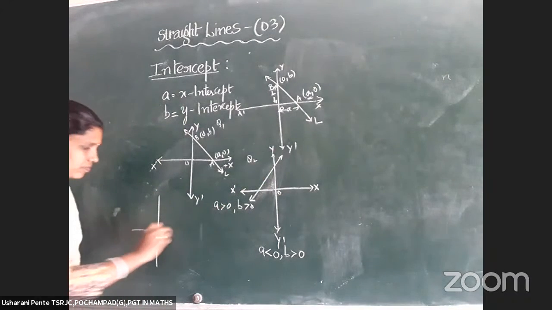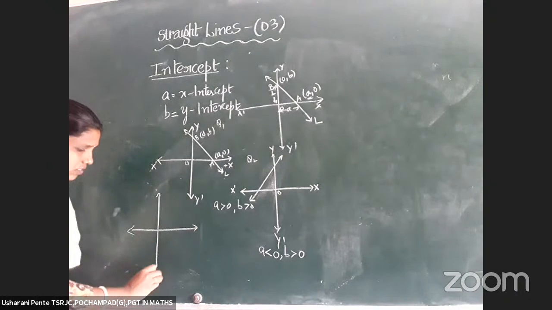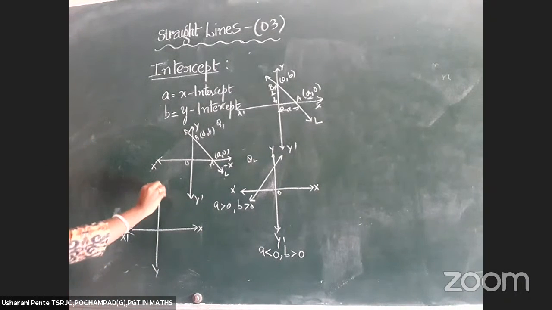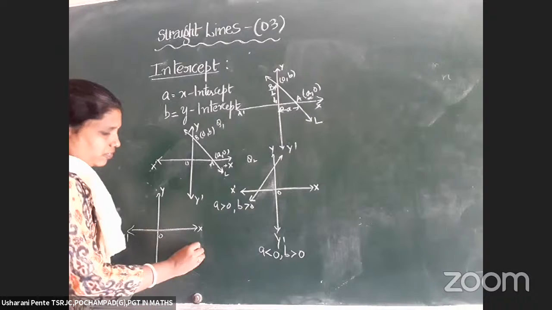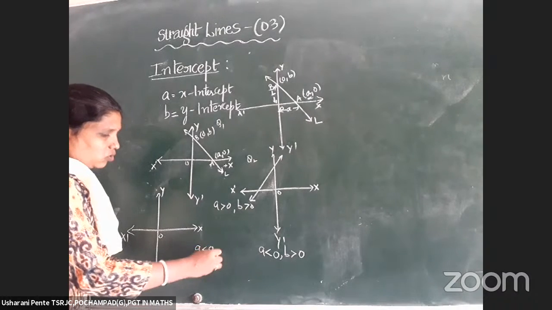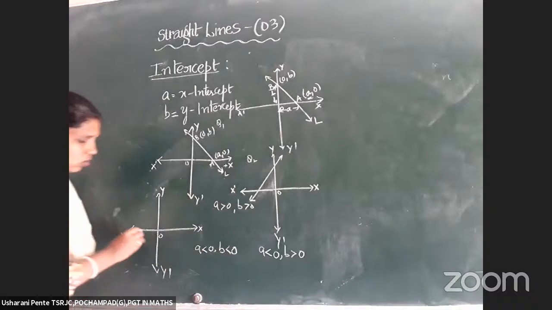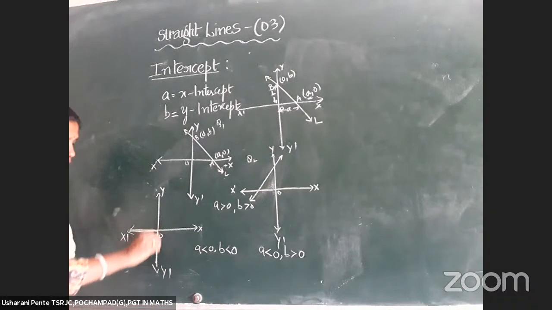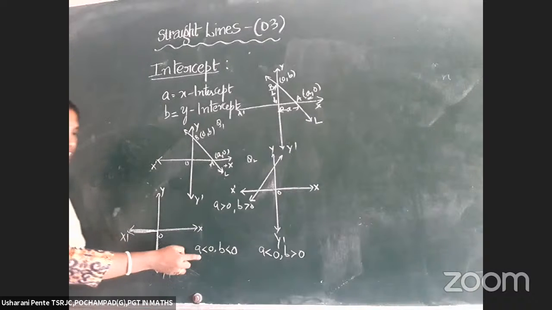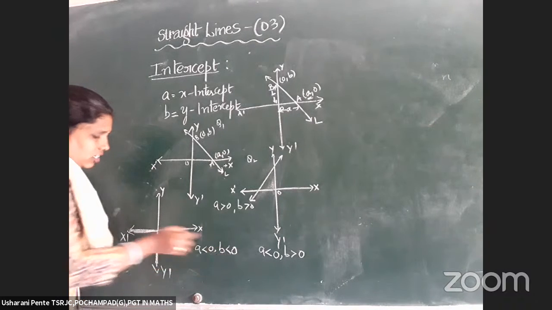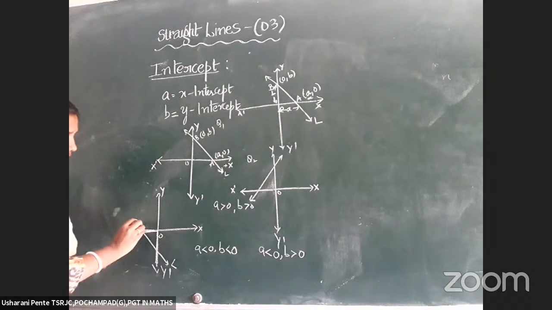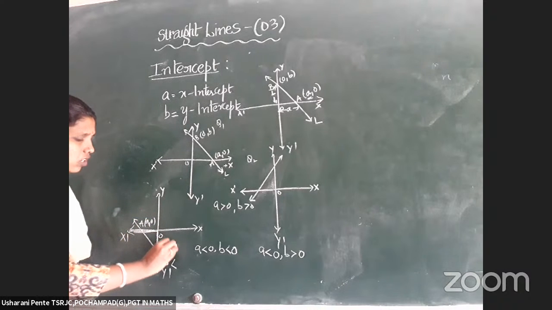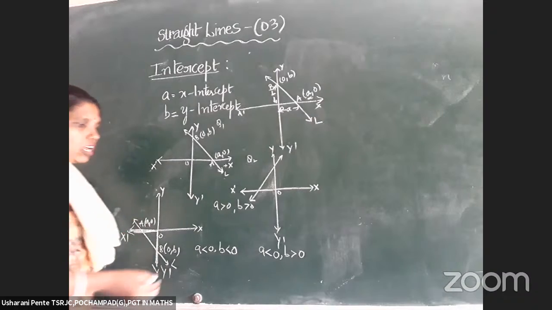If A is less than 0 and B is also less than 0, here it indicates both are negative, that is, the x-intercept is taken as a negative value and also B as a negative value. Then the line will fall here. That is, A is A comma 0 while B is 0 comma B.